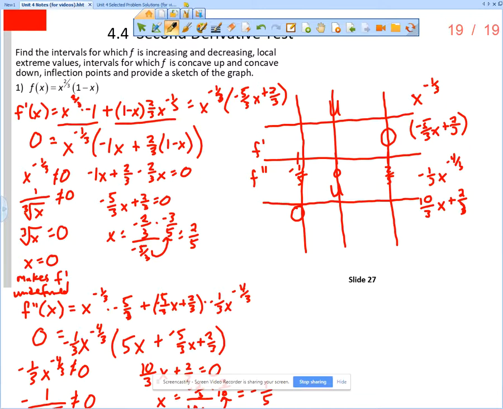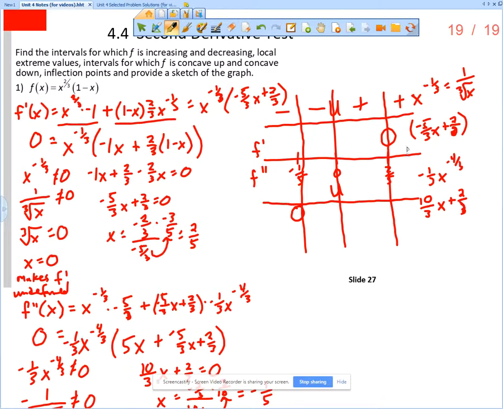Now on the top row, in the first derivative, if I pick a number to the left of 0, like negative 1, to the negative 1/3, remember, what does this really mean? It means 1 over the cube root of x. So 1 over the cube root of negative 1 is, of course, negative. A number to the right, like positive 1: 1 over the cube root of positive 1 is positive. Then for this factor, negative 5/3 x plus 2/3.